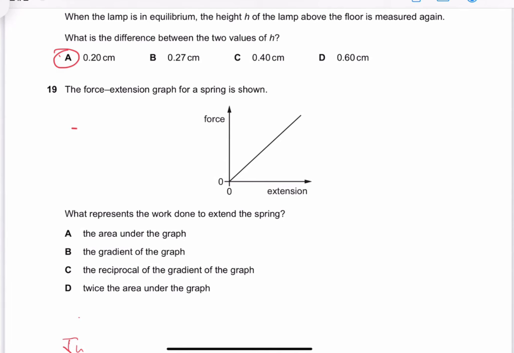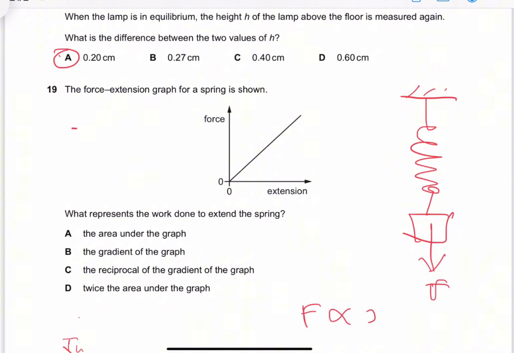Represents the work done to extend the spring. So we have a certain spring, okay? In order to extend the spring, we have to apply a certain force downwards. We know that the force is directly proportional to the extension, meaning that the area underneath this graph has to represent the work done. So the work done to extend the spring has to be the area under the graph, which is A.